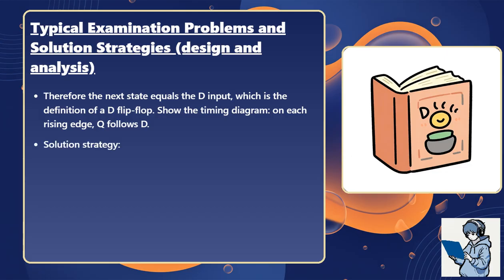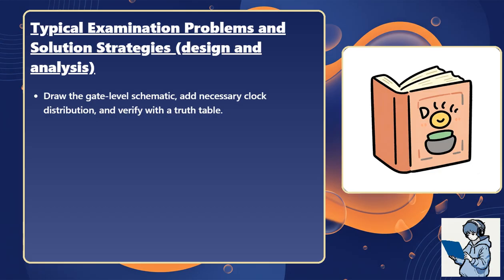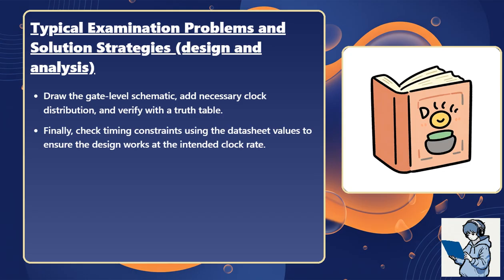Solution strategy. Write down the required function: count, frequency division, etc. Translate the function into Boolean expressions for J and K using the characteristic equation. Simplify the Boolean expressions with Karnaugh maps or algebra. Draw the gate-level schematic. Add necessary clock distribution and verify with a truth table. Finally, check timing constraints using the datasheet values to ensure the design works at the intended clock rate.